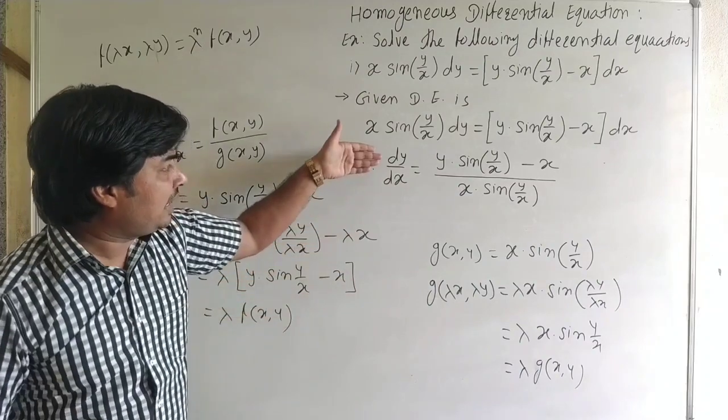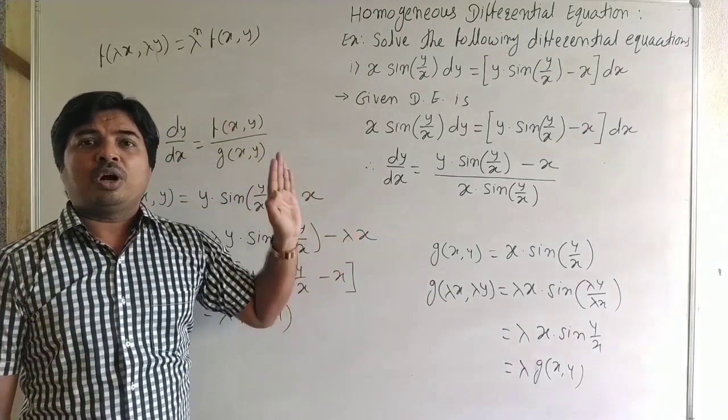Now here we write the dy by dx. So put y by x is equal to v.